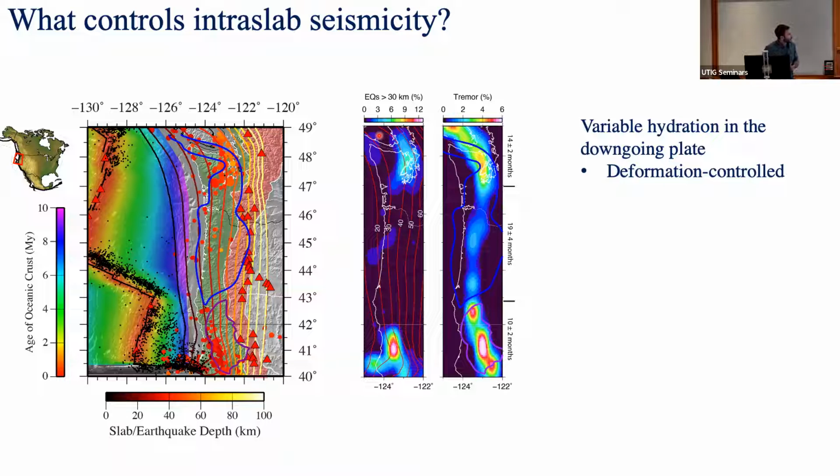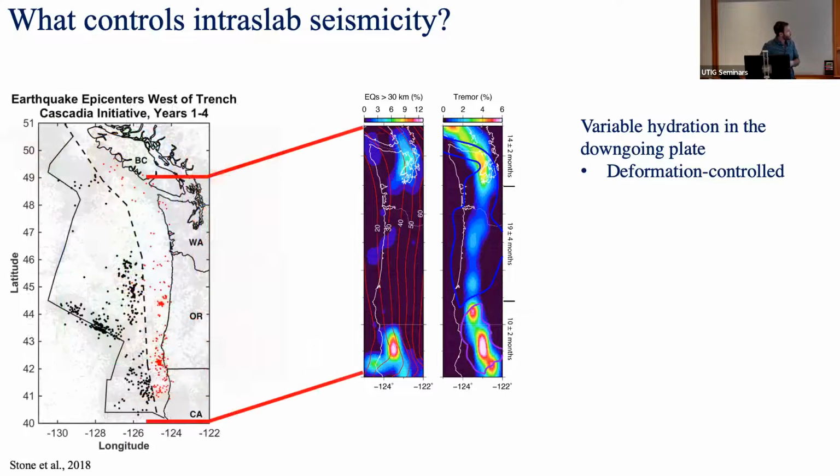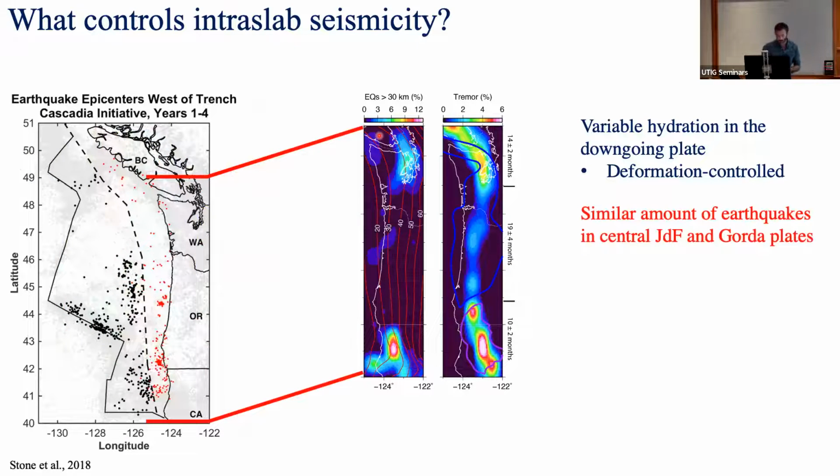And if we go look at the Cascadia Initiative OBS data, we actually see that at least during the period where those offshore broadband seismometers were deployed, there actually wasn't much of a difference in the rate of seismicity between the southern portion of the Juan de Fuca plate, the Gorda segment, versus the central Juan de Fuca plate. So this begs the question of maybe that catalog is a little biased by using onshore stations to record these earthquakes offshore, or maybe these earthquakes aren't a direct measurement of hydration. We can't use them as a proxy for hydration in the Gorda plate.